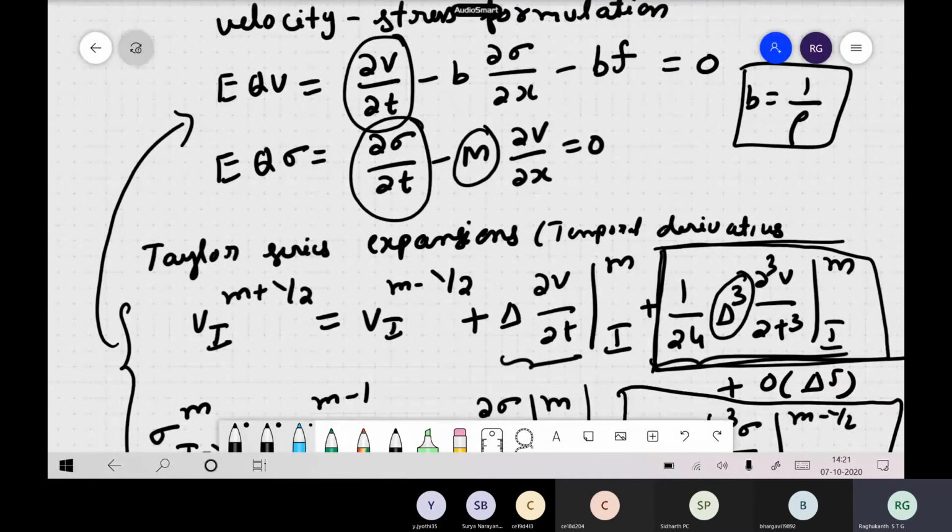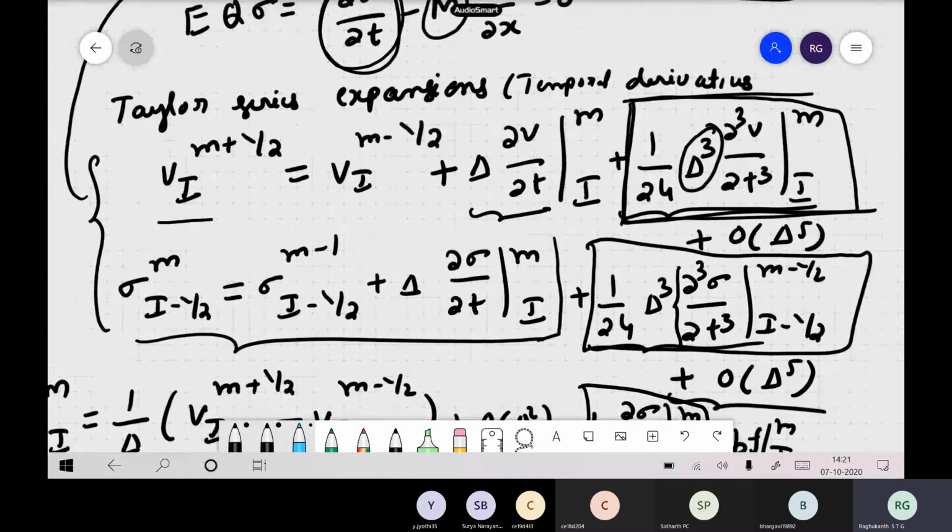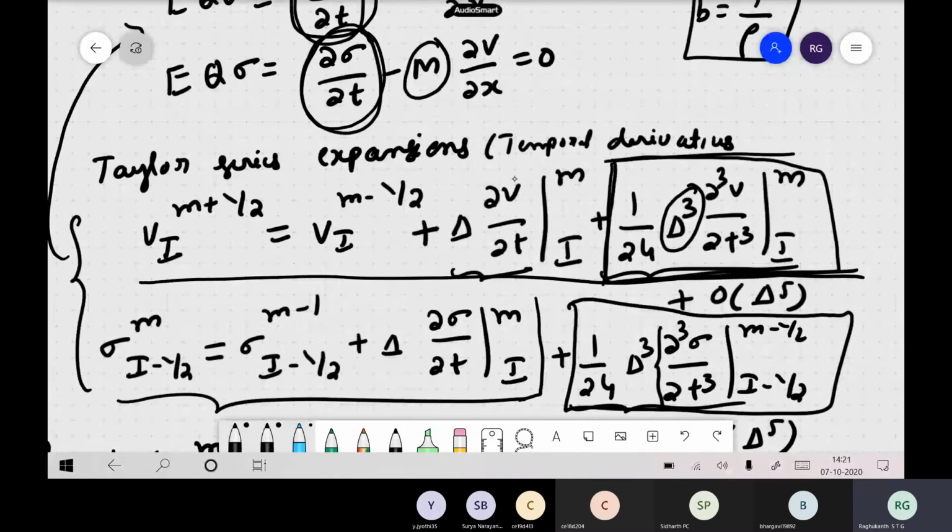So now, this ∂v/∂t or ∂σ/∂t, we use this entire expression itself. So your ∂v/∂t is nothing but (v_{i,m+1/2} − v_{i,m−1/2})/Δ, minus you have to write this term also, 1/24 Δ³ ∂³v/∂t³. But what we are trying to do is, this is a third derivative, so we are replacing it with the equivalent spatial derivatives.